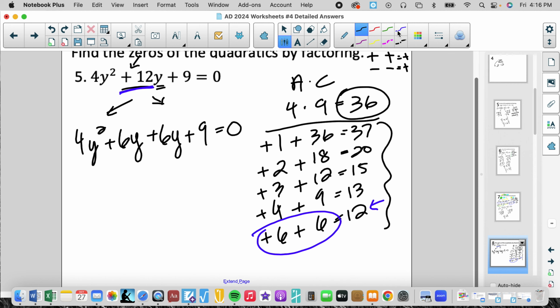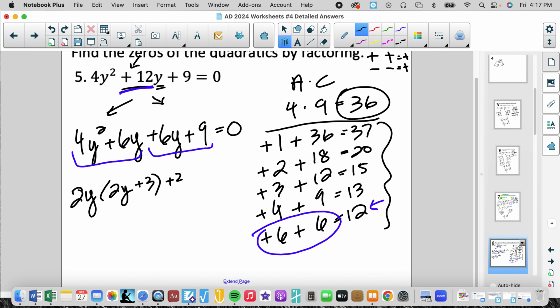And now we're going to factor by grouping. So we're going to group the first two, we're going to group the second two. What is the common factor of 4y squared plus 6y? That would be 2y. If we divide 2y into 4y squared, we get 2y. If we divide 2y into 6y, we get 3. Now we look at our second pairing, 6y and 9. Well, there's a common factor of 3. 3 goes into 6y, 2y, and 3 goes into 9, 3.